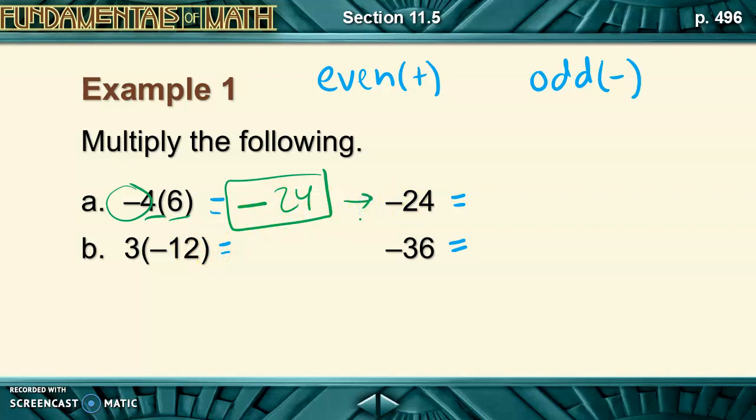Next one, let's look at part B. How many negative signs do we have? We have one negative sign, so the whole answer is going to be negative. And 3 times 12 is 36. That's our answer, negative 36. So all we're doing is counting how many negative signs we have. If we have an odd amount, the whole thing is negative. If we have an even amount, the whole thing is positive.